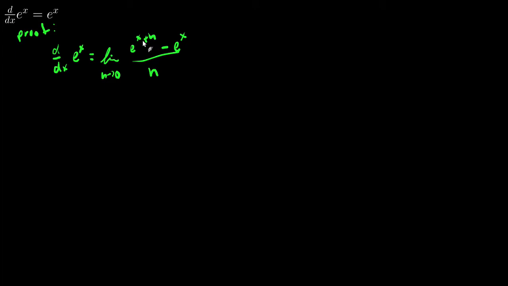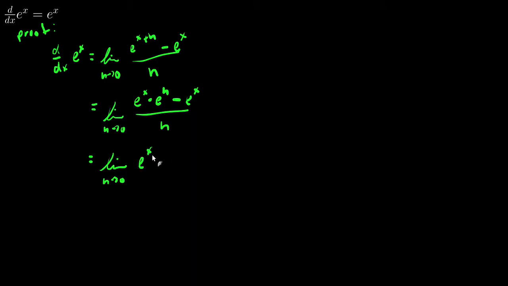But I know by my exponent rules that e to the x plus h is e to the x times e to the h, and I have this minus e to the x all over h. And I see now in the numerator that I have 2 e to the x's. Both terms up here have an e to the x. And so what I can do is bring that out in front. So the limit as h approaches 0 of e to the x times what's left over, e to the h minus 1 over h.